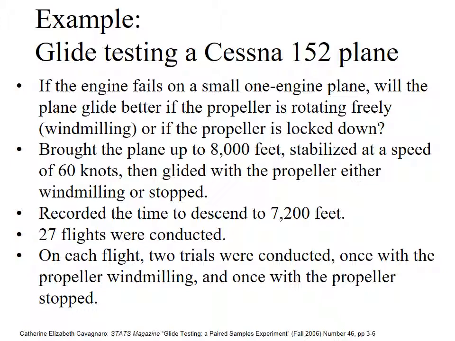So what she did, she went out, brought the plane up to an altitude of 8,000 feet, stabilized it at a speed of 60 knots, and then glided down with the propeller either windmilling or stopped. She recorded the number of seconds it took to descend 800 feet, down to 7,200 feet total, and did this on 27 flights. On each flight, she did it both ways, one time going from 8,000 to 7,200 feet with the propeller windmilling, and another time with the propeller stopped, locked down. She did randomization, flipped a coin or whatever to decide which would be done first.